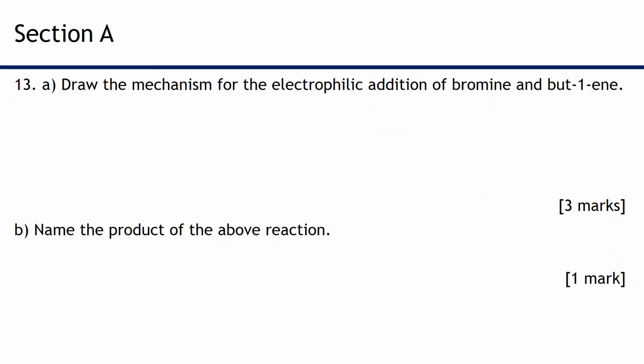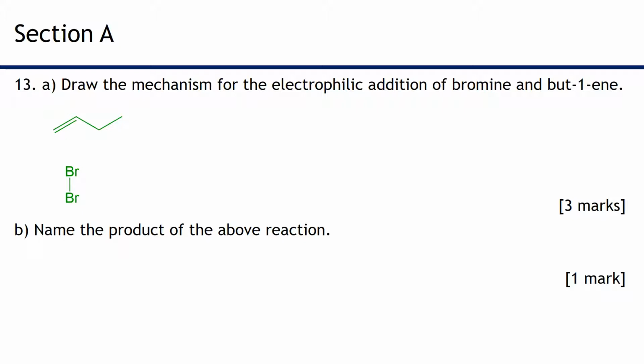Question 13, part A, you're asked to draw the mechanism for the electrophilic addition of bromine and but-1-ene. So first of all, you want to draw out your reagents here for this mechanism. So here's but-1-ene on the top, and there is bromine, which in this case is Br2. And here we've represented it as being 2 Br atoms joined together by a single covalent bond. So you're drawing the mechanism for an electrophilic addition.